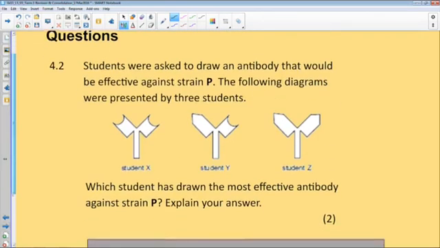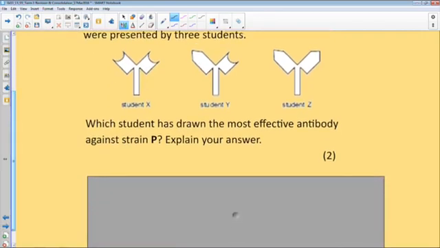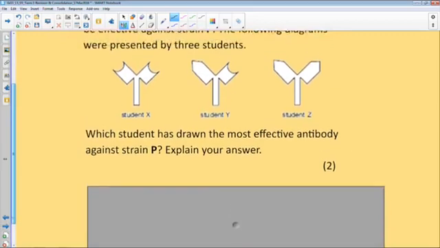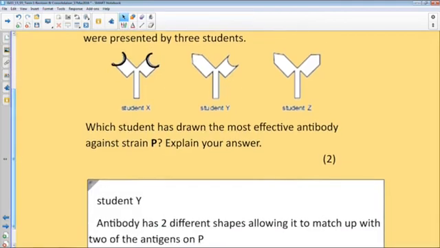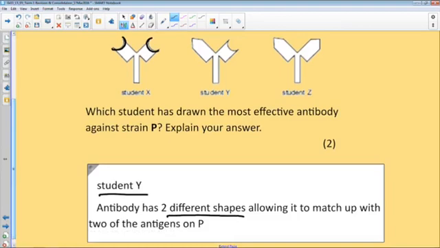So guys, if you look at why we would do this, we've got to look at an antigen on P that will fit into these complementary shapes that we see here. Let's go to the answer first, and then I'm going to explain why we've decided on that. The answer here is student Y, and the reason for that is that the antibody has 2 different shapes, allowing it to match up with 2 of the antigens on P.